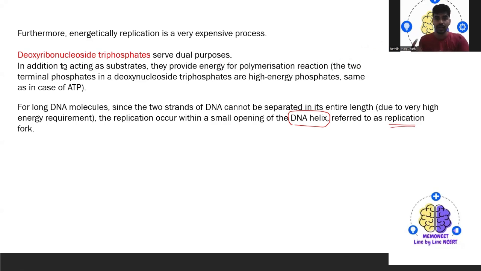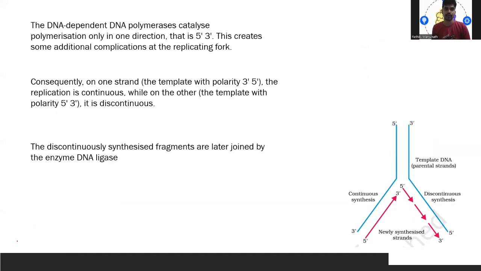So a very important thing is that the DNA-dependent DNA polymerase acts as a catalyst. What it does is help in polymerization in one direction only. Say we have the DNA here. If this is a DNA, there will be a replication fork here. Say this is the 5' to 3' direction, and this is the 3' to 5' direction. Obviously, the replication will actually happen from this direction, in one direction, that is the 5' to 3' direction.